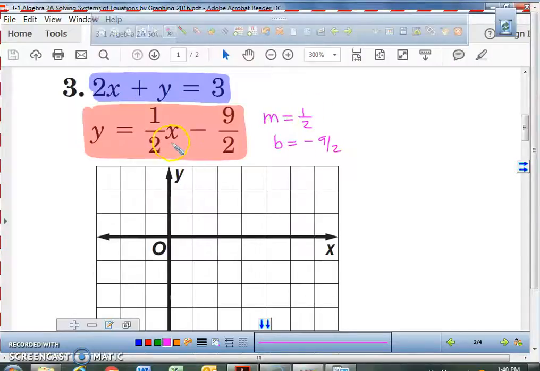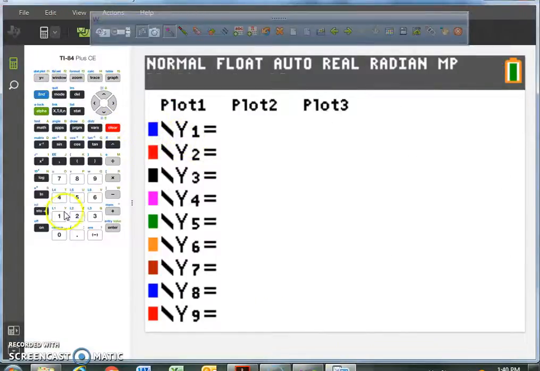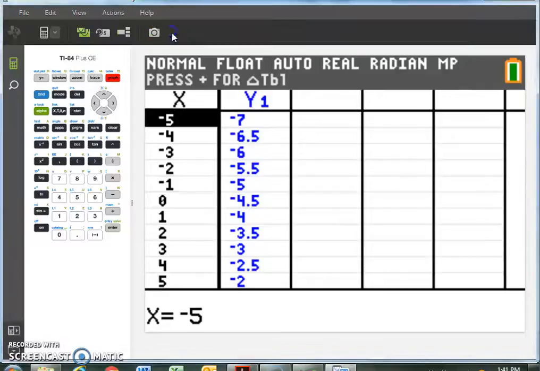So right now, I want you guys to hit the y equals button. Type in 1 divided by 2x minus 9/2. Let's do it. Okay, hold on. Clear this out. I'm going to do 1 divided by 2x minus 9 divided by 2. And then hit the second button and the graph button, and let's look for some points we can actually plot.